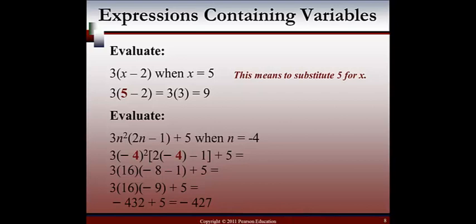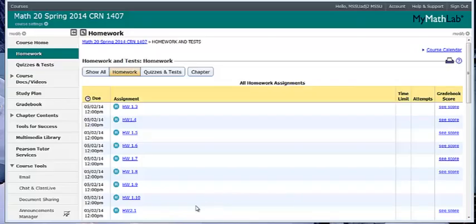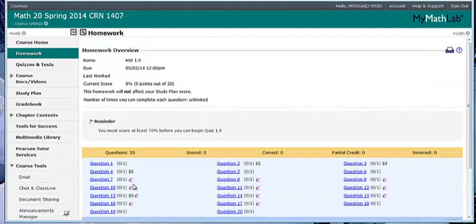And then we took 3 times 16 times -9. So we have a positive times a positive, which will give us a positive, times a negative, so it's going to give us a negative answer. And then 3 times 16 times 9, if you use your calculator, that will give you the 432. And we add our 5, and then that'll give us a -427.